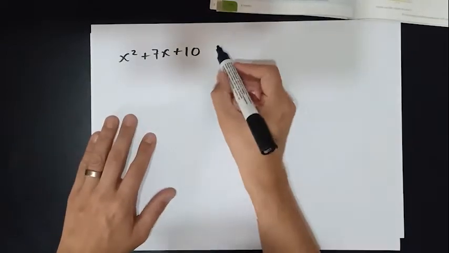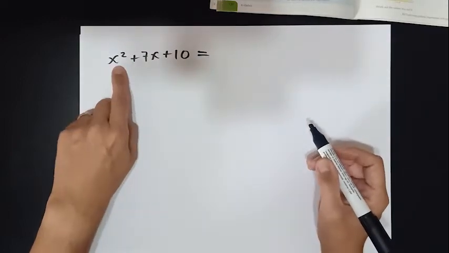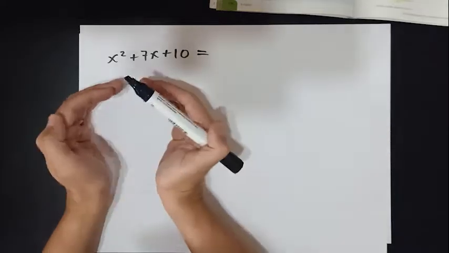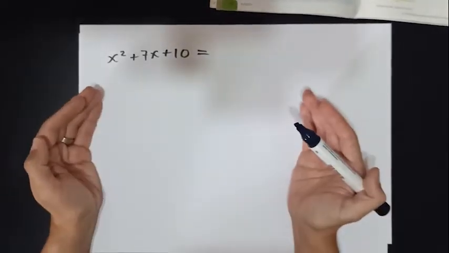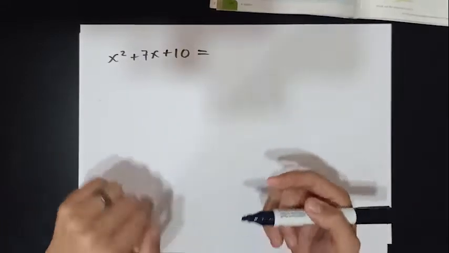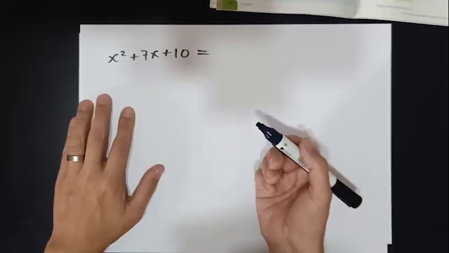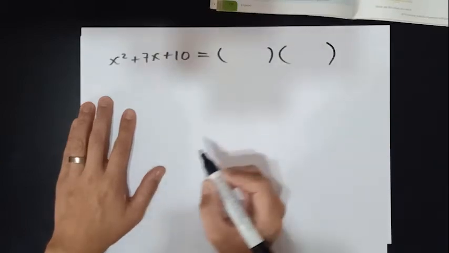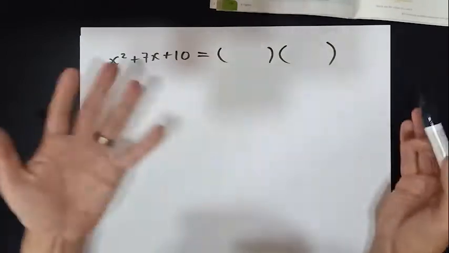It sounds complicated, but the quadratic expression just means the x squared thing. We've done these before, and we looked at two sets of brackets, which when multiplied together give us something like this. Now we're going to go back the other way. We're going to factorise it. So we're going to put it into two sets of brackets, and the question is, what's going to go where?